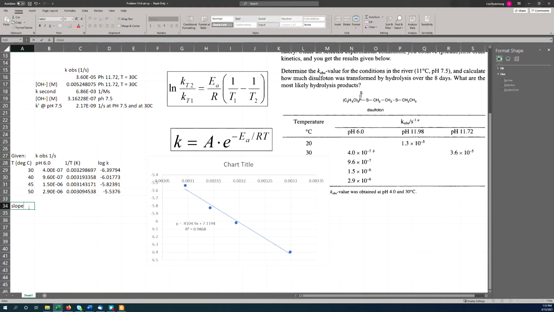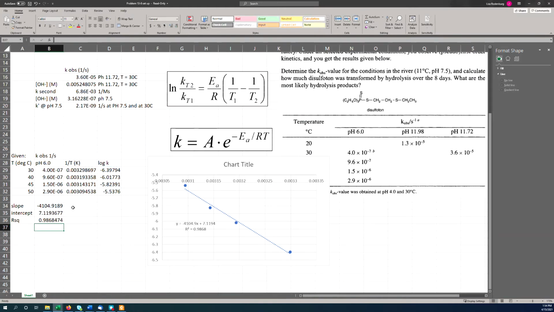So let's calculate the slope directly. Slope equals slope of y, which is log K, comma x, which is 1 over temperature. Boom, there's your slope. And just for completeness, we could calculate the intercept, y comma x. And really, to be very complete, we'll do the R squared, y comma x. Okay, just for kicks.